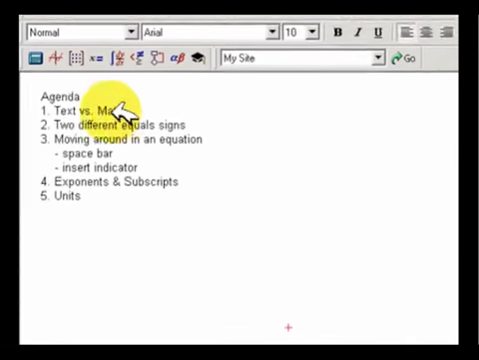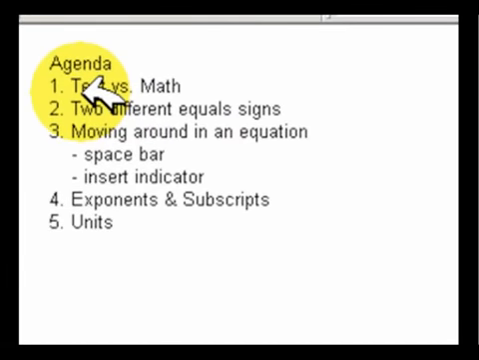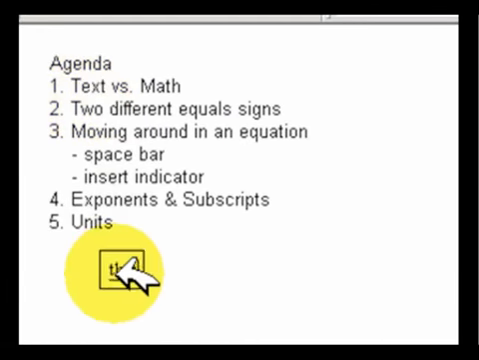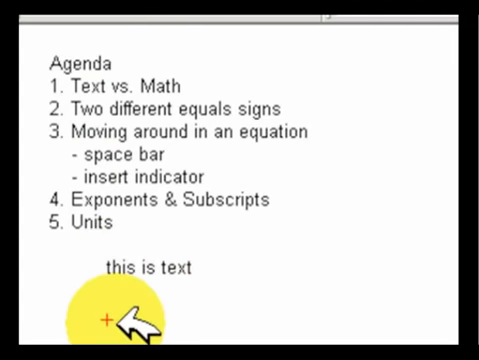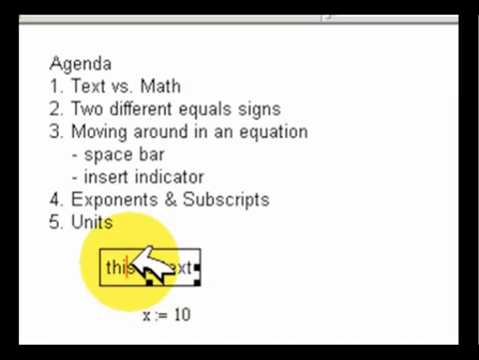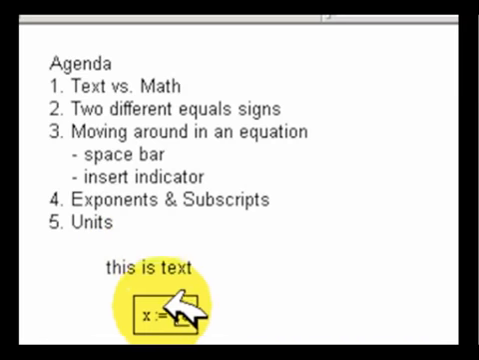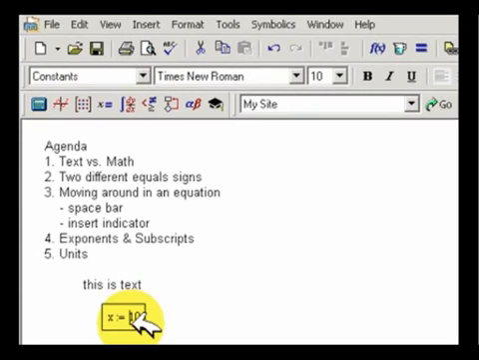Okay, let's go over some basic MathCAD tips. So, text versus math. I can say this is text, and it'll understand that it's a text box. You can tell because it's got a red cursor. I can also say x equals 10, for example, and I can do a mathematical formula. So I can do either one. The key is whether it's got a red cursor like this, which means text, or a blue cursor, which means the mathematical formula.